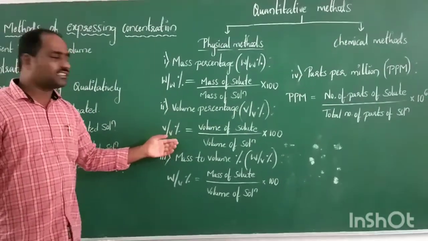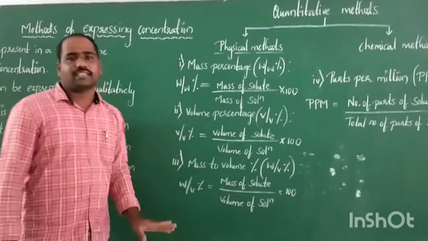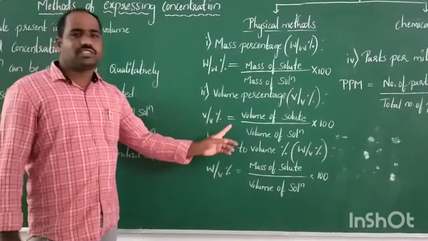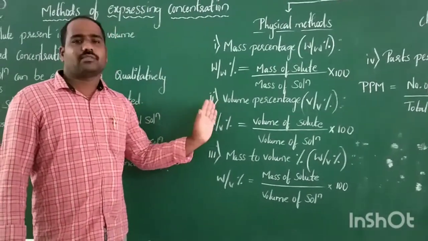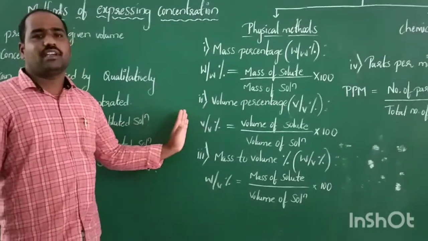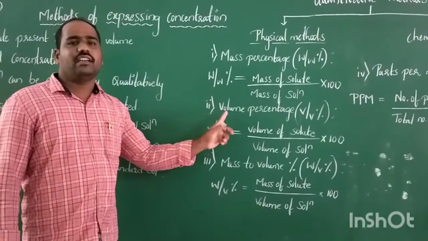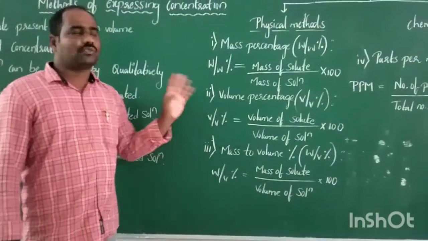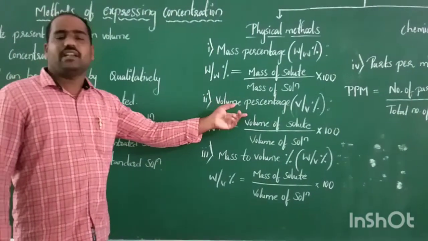V/V percentage is equal to volume of the solute divided by volume of the solution, times 100. For example, a 10% ethanol in water solution means 10 ml of ethanol is dissolved in 90 ml of water to make 100 ml of the solution. For example, 35% V/V ethylene glycol is used as an antifreeze for the cooling of engines. These are volume percentage.